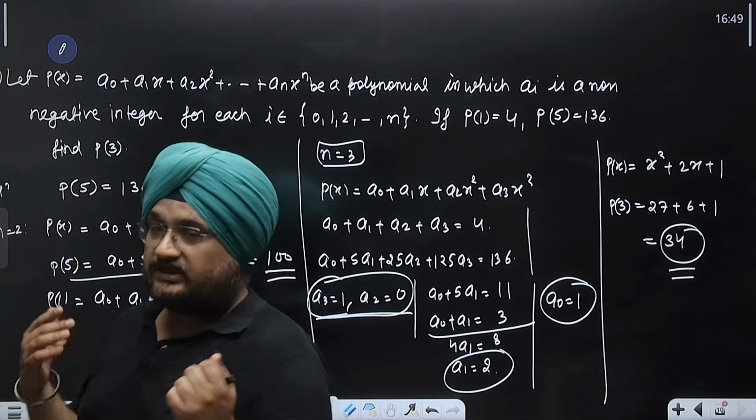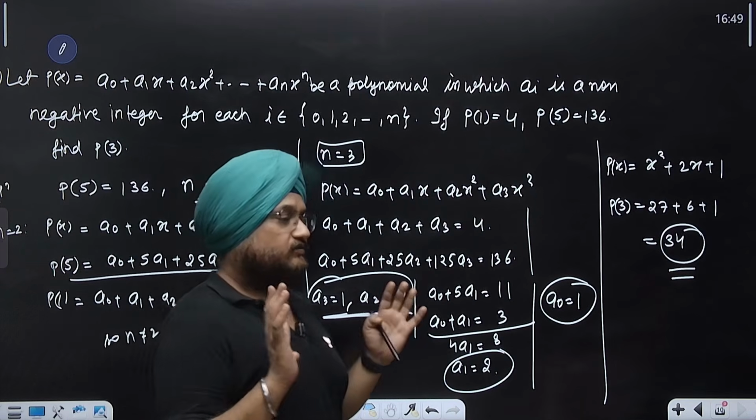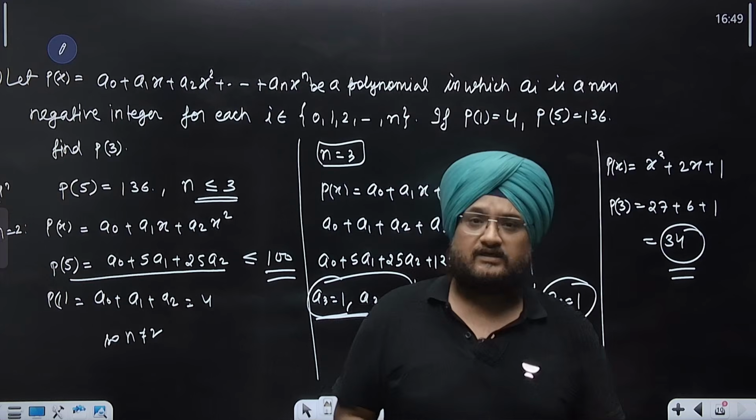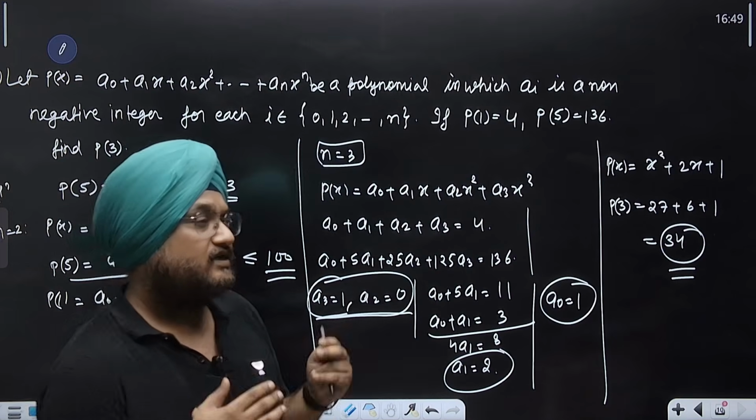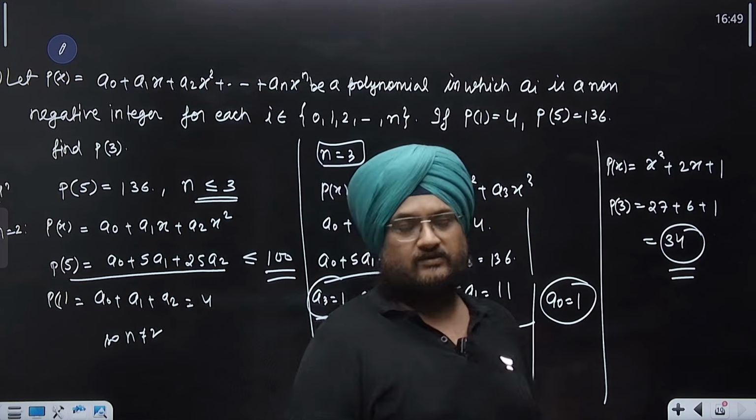So let's conclude our lectures. The polynomial chapter is complete. Hopefully this will be helpful for your exams, for your competitive exams in IOQM or other Olympiad exams.